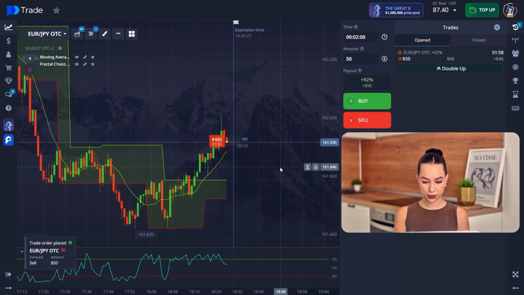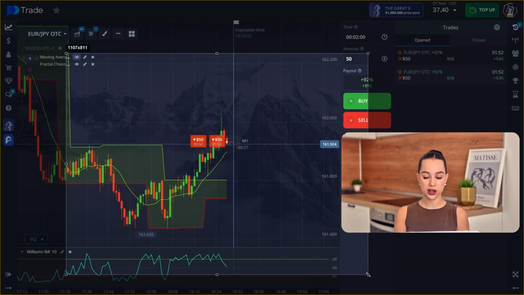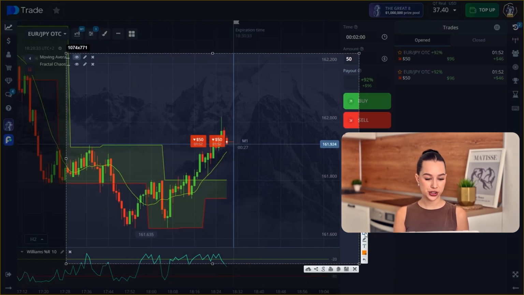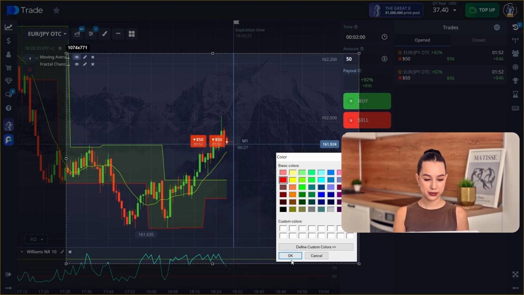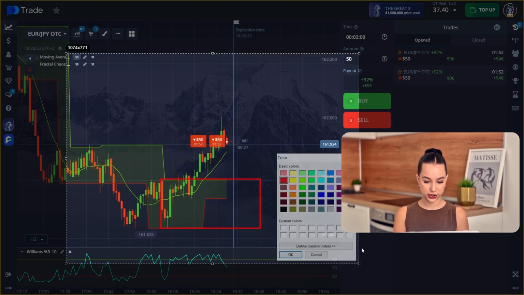So here let's open one trade down, and actually it's so good one, so I think I'm gonna open a double up here for 2 minutes as well. As you can see, our trades have the same expiration time, so they will end at the same time. And also I'm gonna draw something for you to explain the situation here a little bit more.